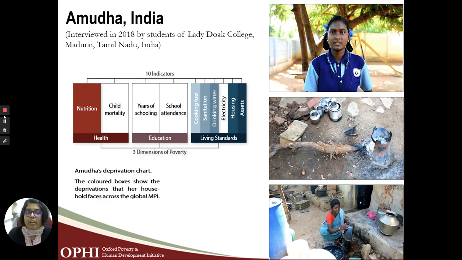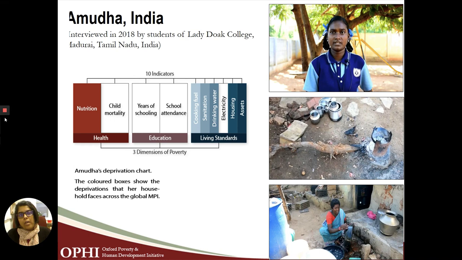The family has electricity, but this is drawn from a neighbor's supply. The family is deprived in housing as they live in a rented primitive shack built on a wasteland. They're also deprived in assets as they do not own more than one of the small assets as defined by the global MPI. In summary, Amuda and her family are deprived in 6 out of the 10 weighted indicators of the global MPI, as indicated by the colored boxes in the deprivation chart.